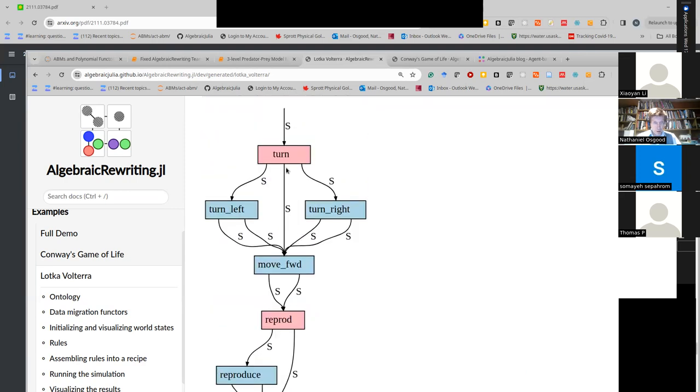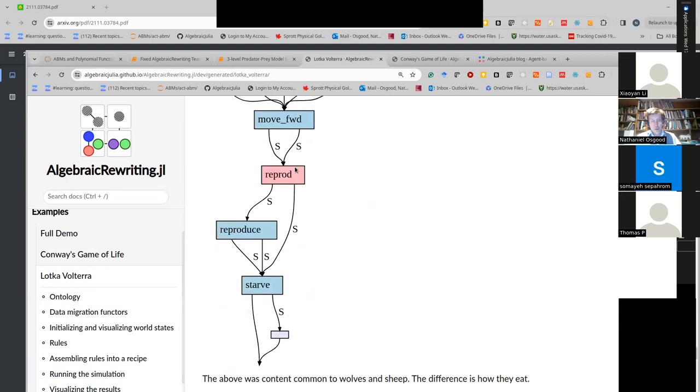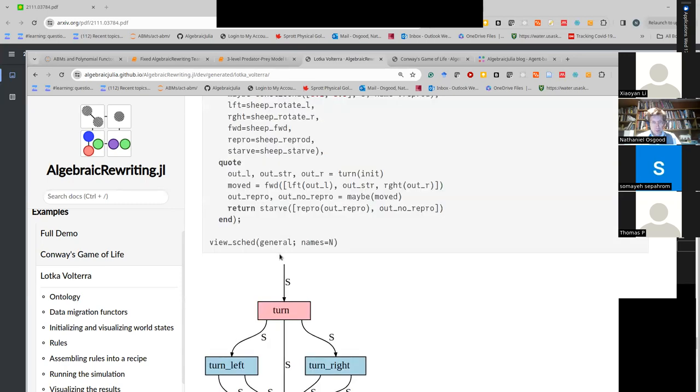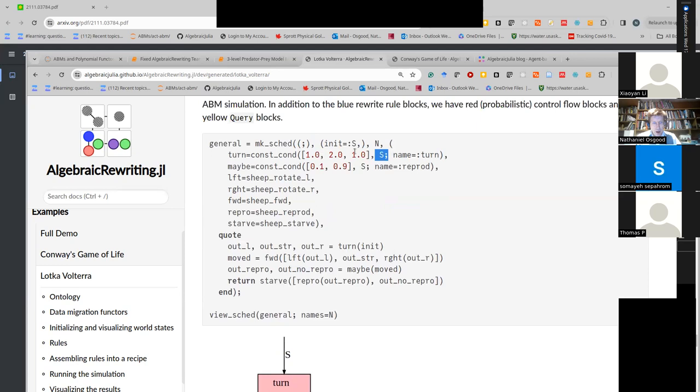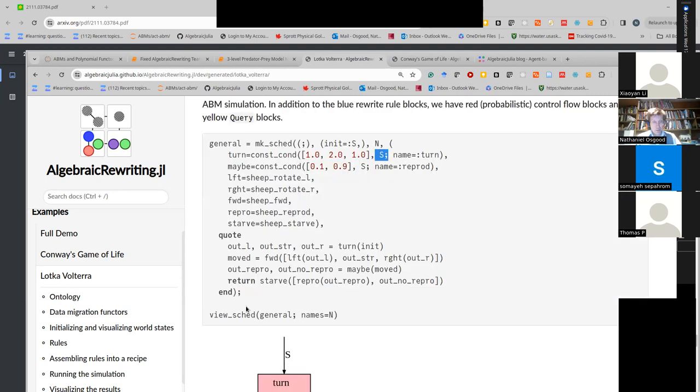Again, probabilistic. So this is probabilistic. Two out of four, they go this way. One out of four, they go this way. One out of four, they go this way. Reproduce: one out of two this way. I'm sorry, 90% not reproduce. 10% reproduce. 90% go here. 10% go here.